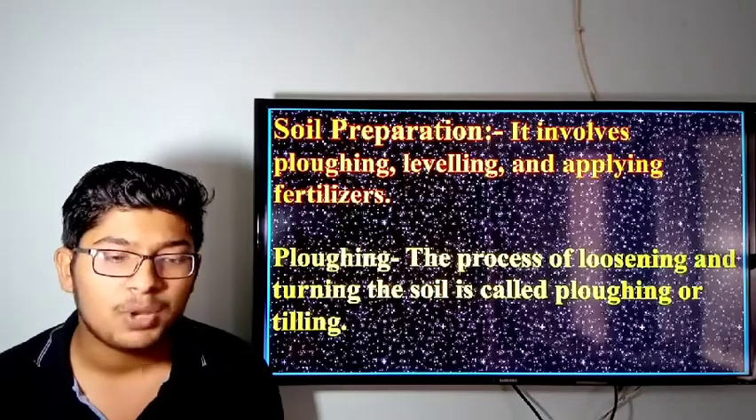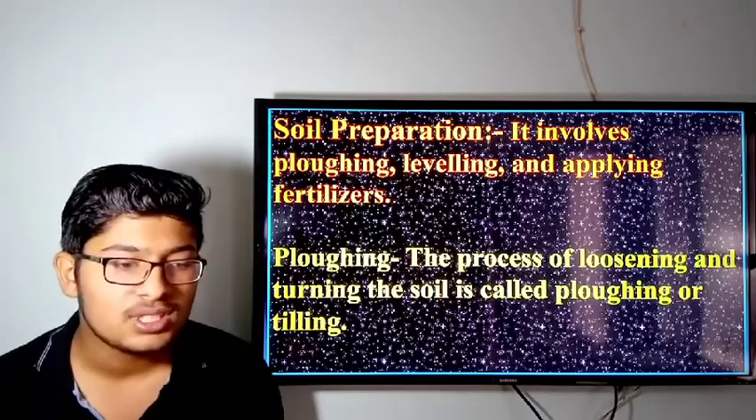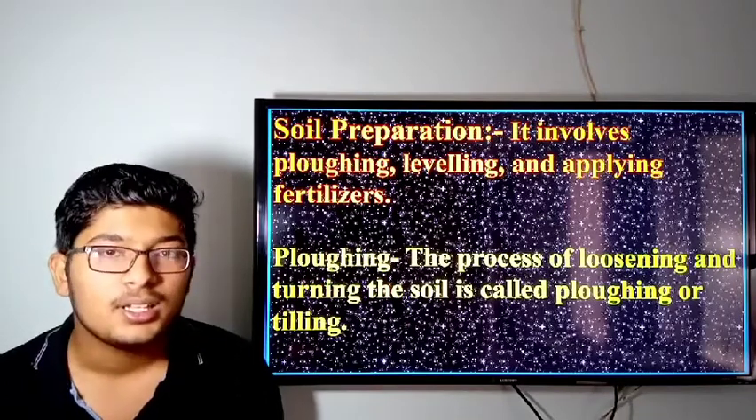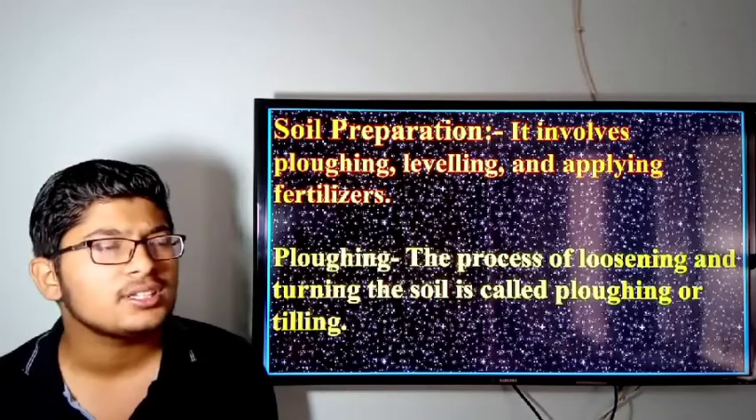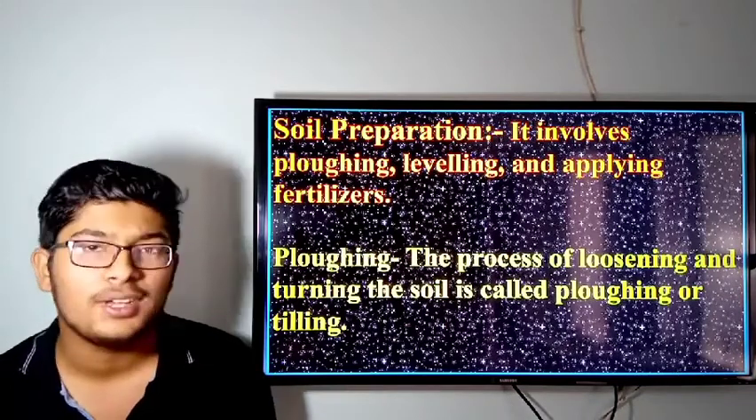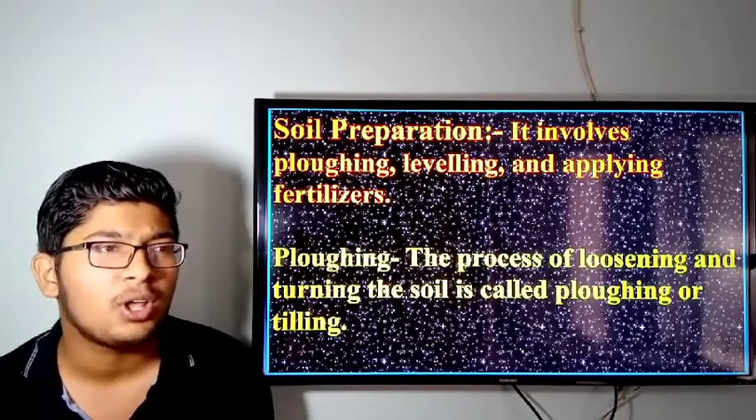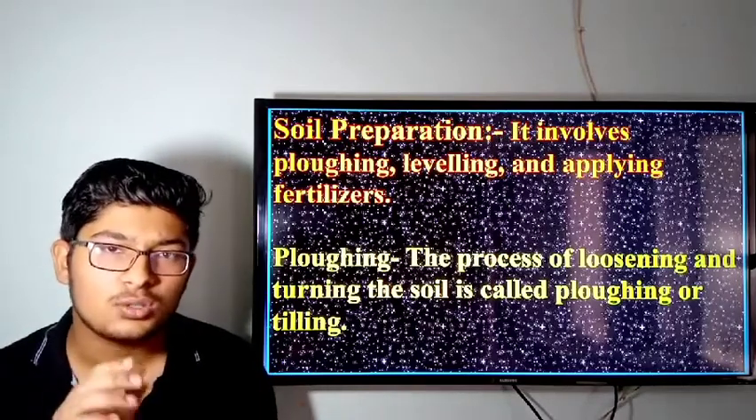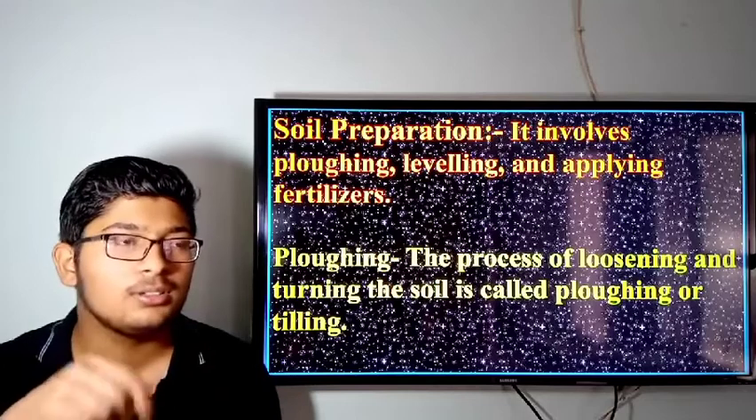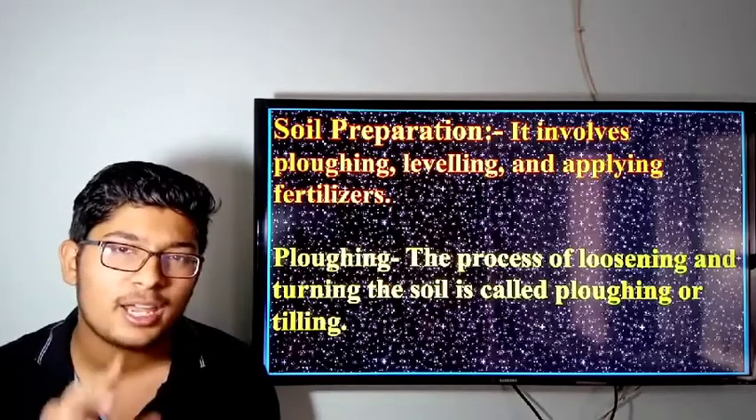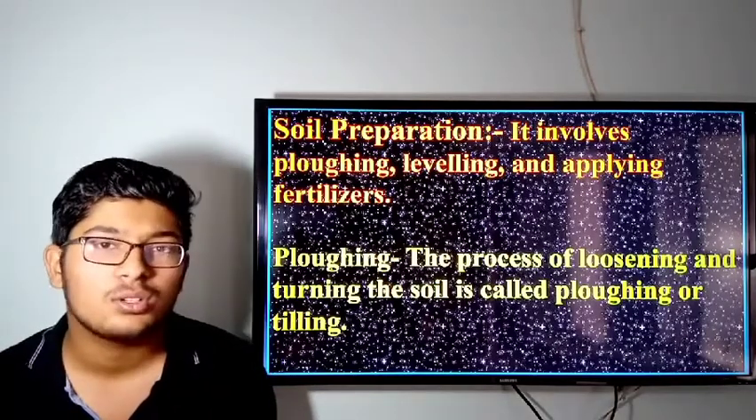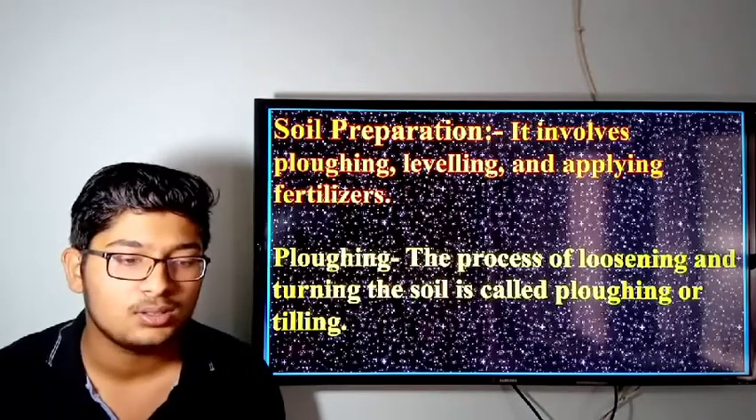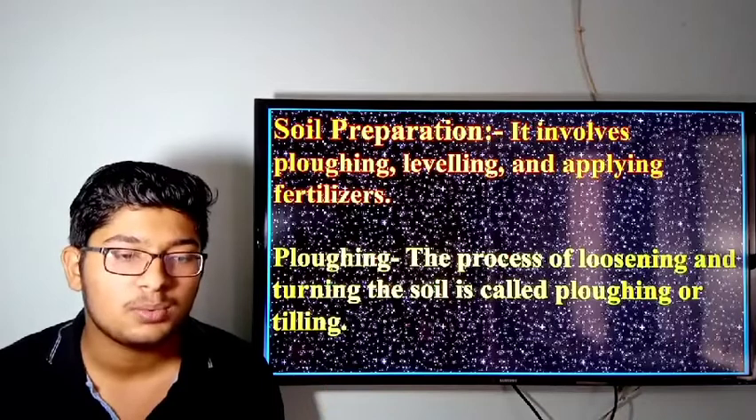What is plowing? The process of loosening and turning the soil is called plowing or tilling. You have generally seen in the field that the farmers use ploughs to make the soil more loose so that they can place the seeds at the correct depth so that the plants can grow very easily. The problem should not occur there. So this process is known as plowing.